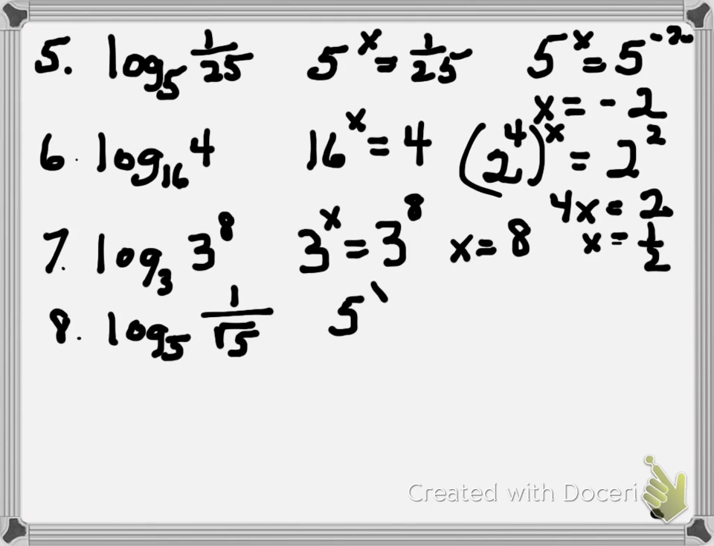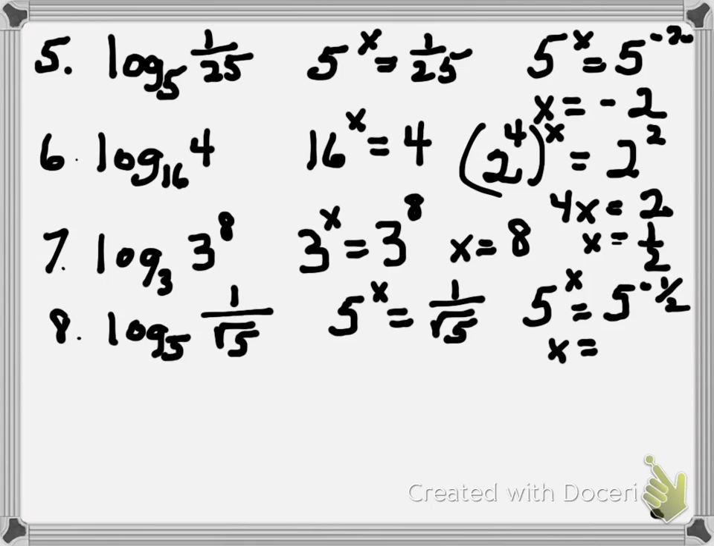5 is the base, x is the exponent, equals 1 over the square root of 5. Square root is the 1/2 power. Since it's in the denominator, it must be 5 to the negative 1/2 power, making x equal to negative 1/2.